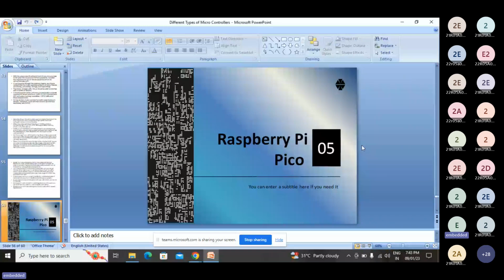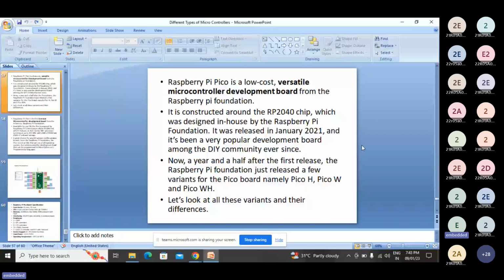So finally, for the topic we are using in embedded systems, one type of microcontroller is the Raspberry Pi Pico. Raspberry Pi Pico is the most versatile microcontroller development board from the Raspberry Pi Foundation. It is constructed around the RP2040 chip, which was designed in-house by the Raspberry Pi Foundation. It was released in January 2021 and has been a very popular development board among the DIY community ever since.